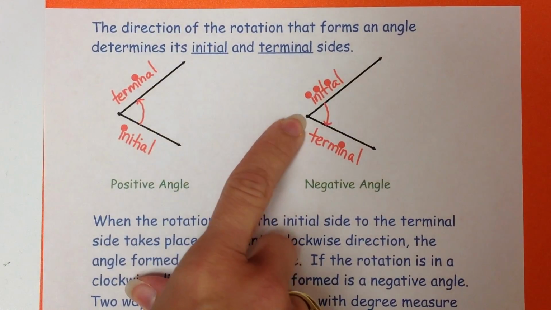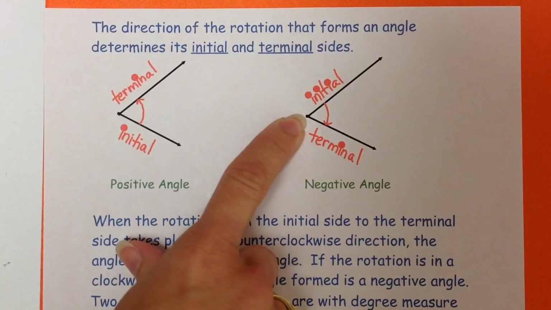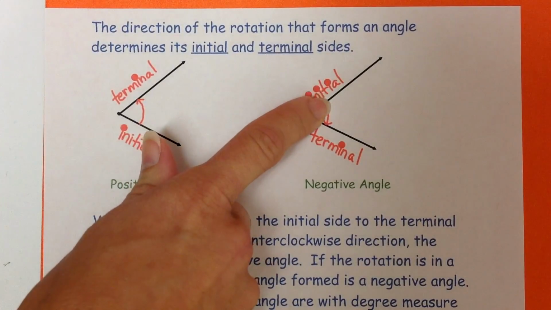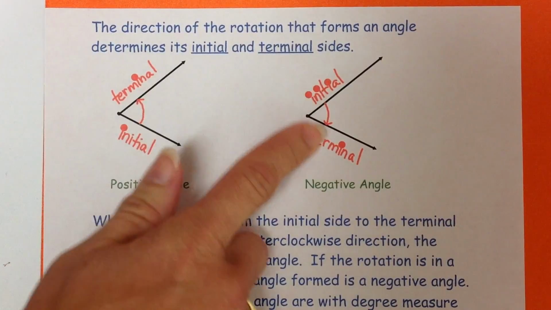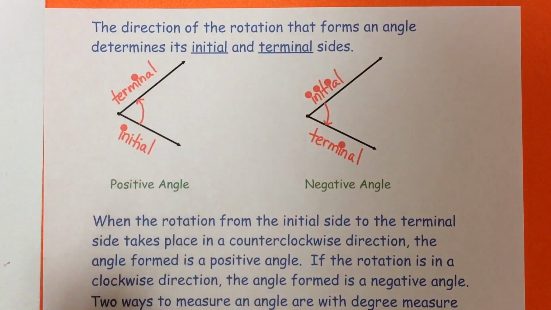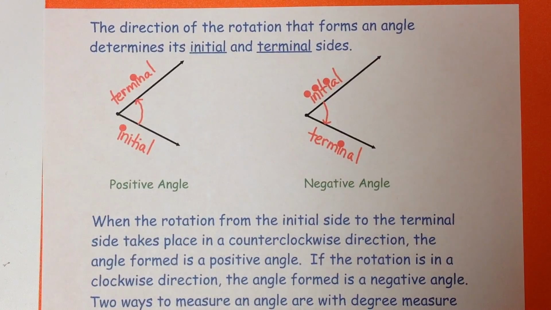Okay, then here, just the reverse of what I just explained. This time my rotation arrow coming this way means I started here. This is the initial, and I stopped here, so that's going to be my terminal. Okay, so that's what it means by initial side and terminal side.